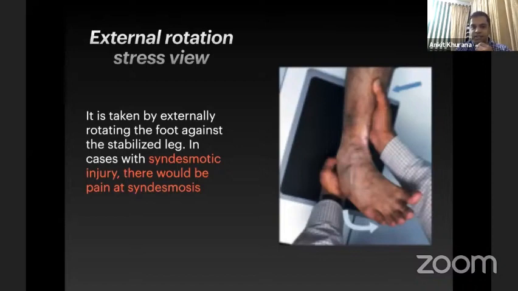An external rotation stress view is used to look for integrity of the syndesmosis. If a syndesmotic injury is suspected, an external rotation stress helps in evaluating that by looking at the tibiofibular clear space as well as the tibiofibular overlap on the AP X-ray.